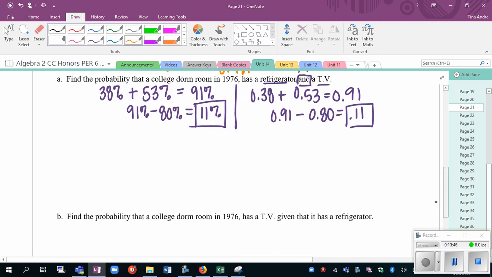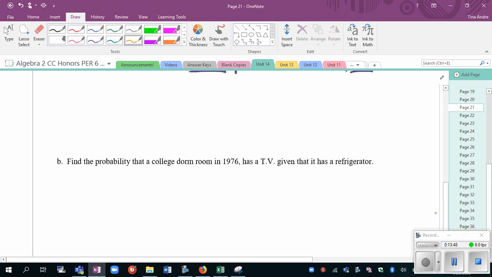So then one last thing here. Now we have a conditional. So it says, find the probability that a college dorm room in 1976 has a TV given that it has a refrigerator. So now I have this conditional. So we're looking for a probability of a TV given that we have a fridge or a refrigerator.